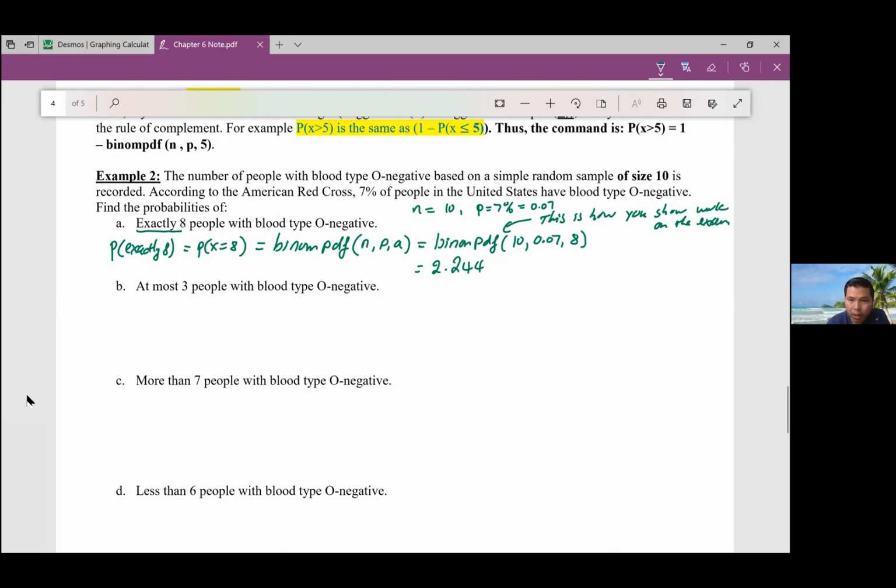2.244 times 10 to the negative 8. If you want to write it out, you write 7, 0, and the numbers, just like that.